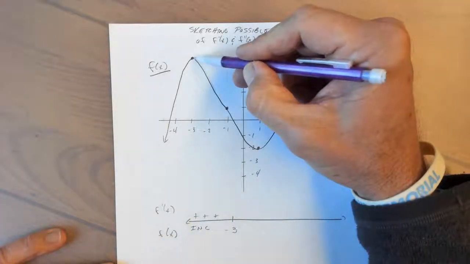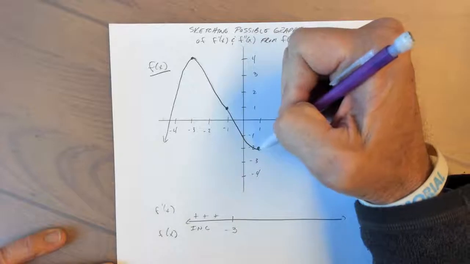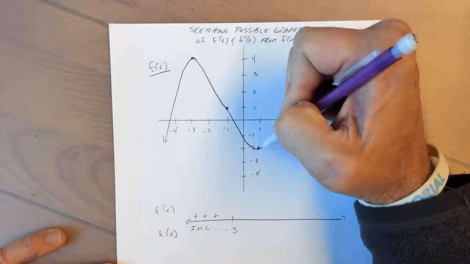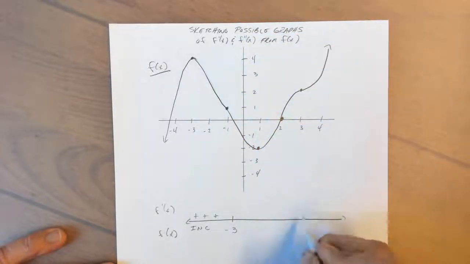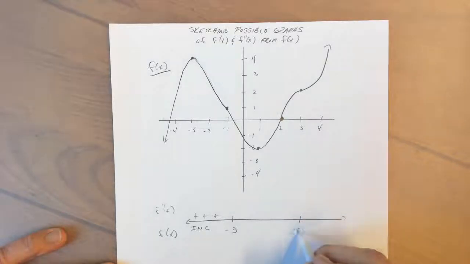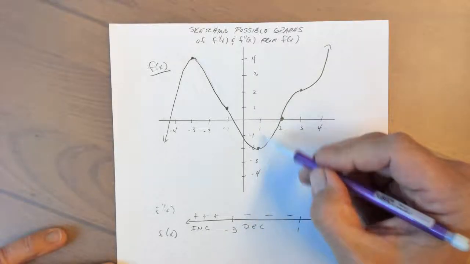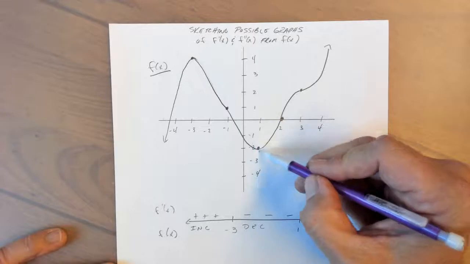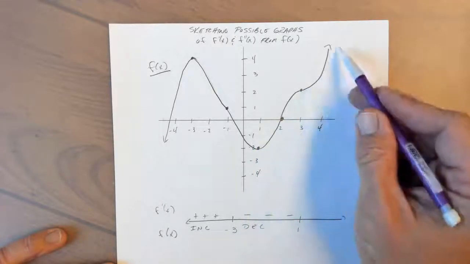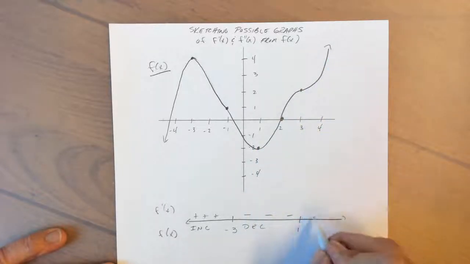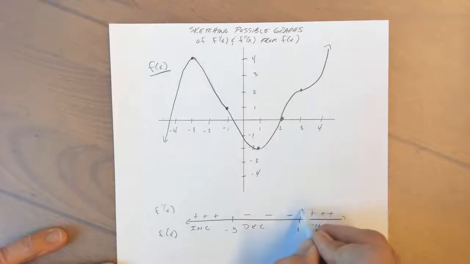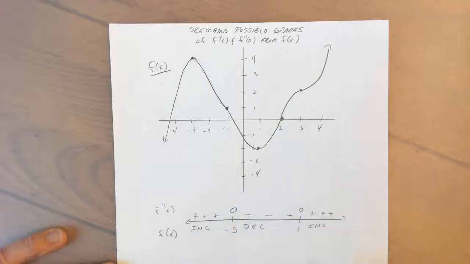Notice after negative 3 and all the way down to 1, the function is decreasing. Therefore, the first derivative would be negative. At 1, the function changes from decreasing to increasing and continues to increase. So the first derivative would be positive, and it would have zeros at negative 3 and 1.